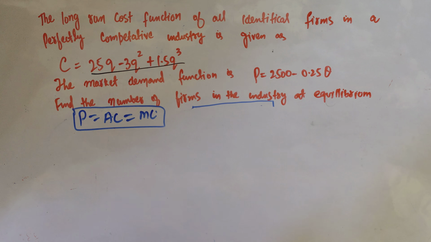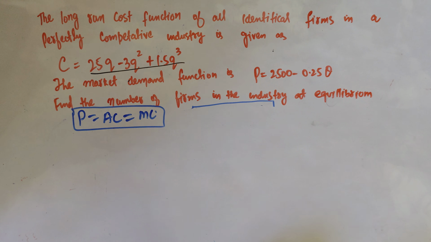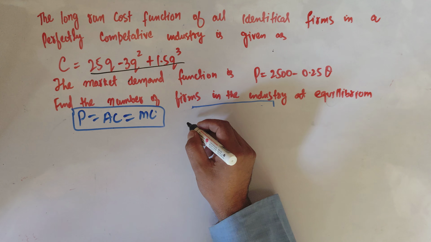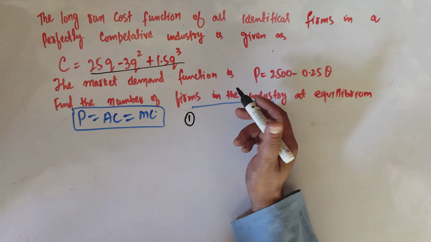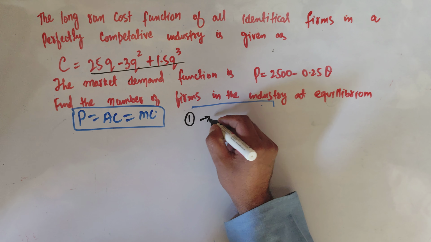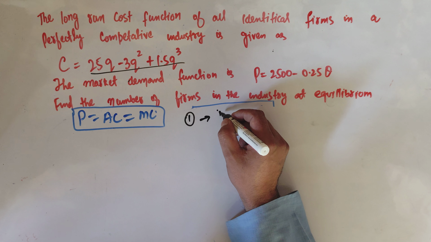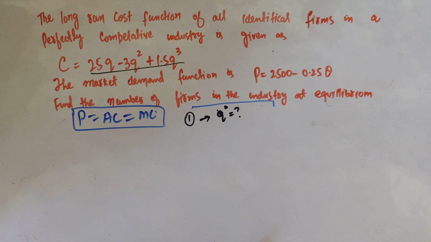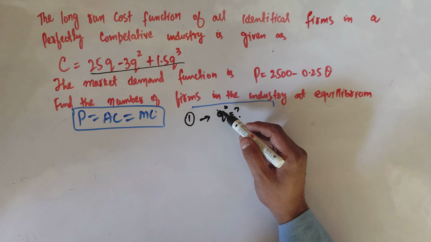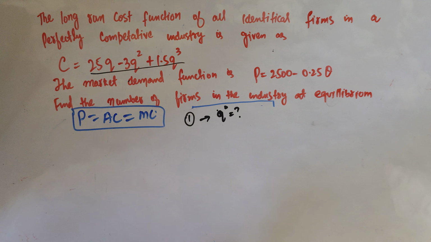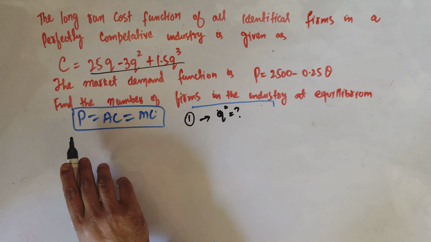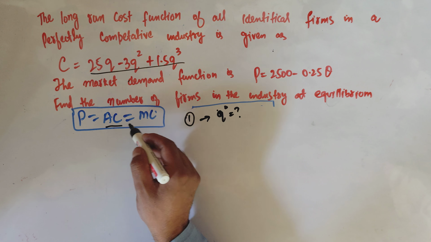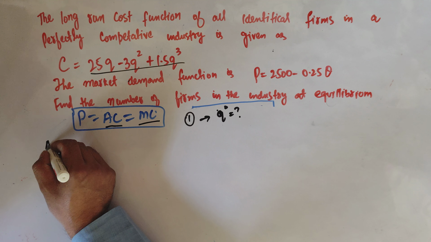Since we have to find out the number of firms, how do we do that? First, we need to find out the output produced by each firm, that is Q. Then we need to plug the value of Q in, and I will explain how we find out the number of firms. So first, we have to find out the average cost and marginal cost. Let us first find out the average cost.